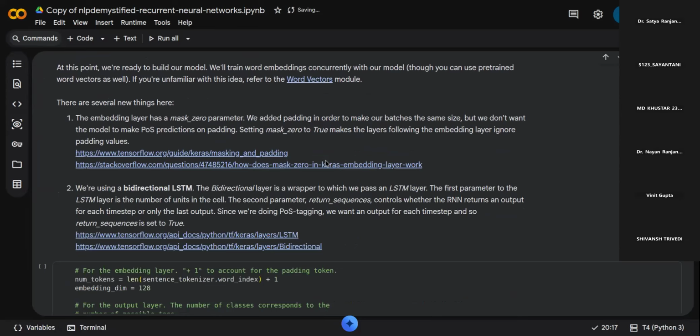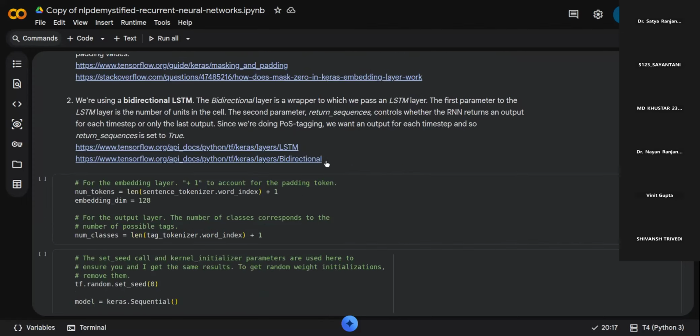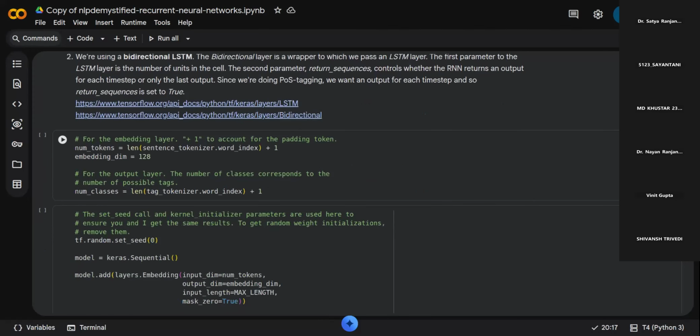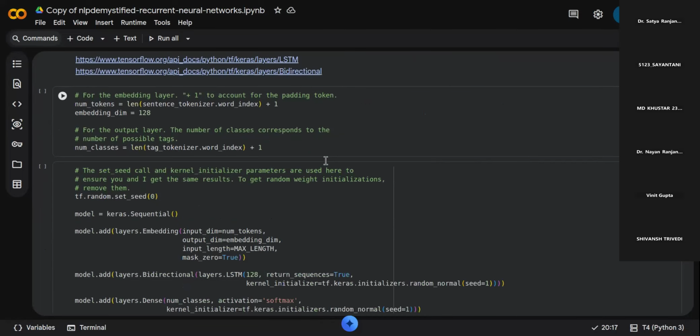Now it is ready to create the model. To create a model, we have to find out the number of tokens, which is nothing but the number of words present. If you are using the word index, it will start with 0, so we are adding 1.